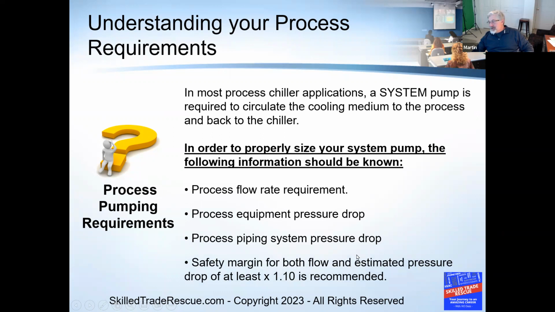Okay, now here's a big one. This has to do with your safety margin. So once you know your flow rate, once you know your pressure drop for your process, and you know your pressure drop for your system piping, I recommend a safety factor multiplier of 1.10, 10%. In most cases, that will keep you out of trouble.